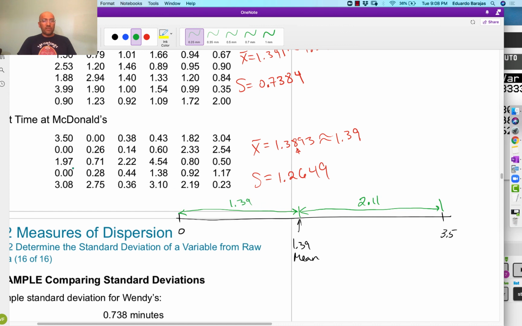Okay, the next one is 1.97. So that would be around here somewhere. 1.97. Good. So again, we want to find that distance away from its own mean. 1.97 minus 1.39 gets me to 0.58. Okay, and we want to keep doing that, dot, dot, dot, for all of them.